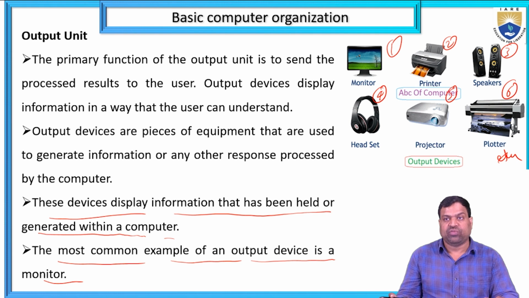So it is the result of the inputs, and output devices are the pieces of equipment that are used to generate information and responses processed by the computer. These devices display information that has been generated within a computer, and the most common example of an output device is a monitor. Monitor is an output.